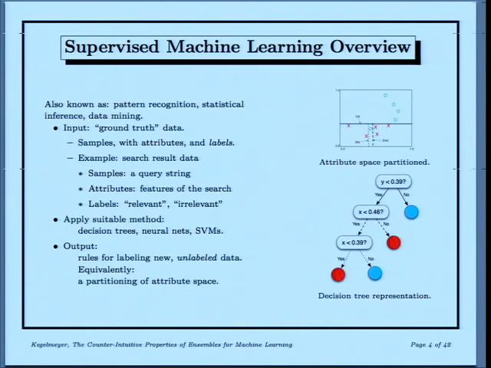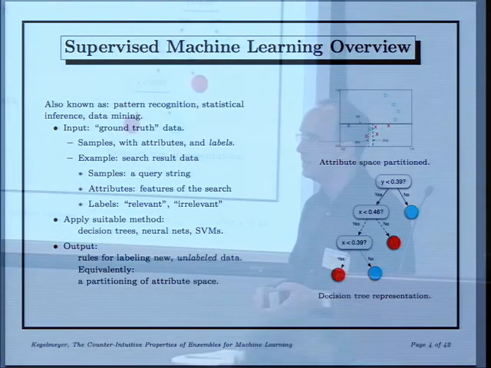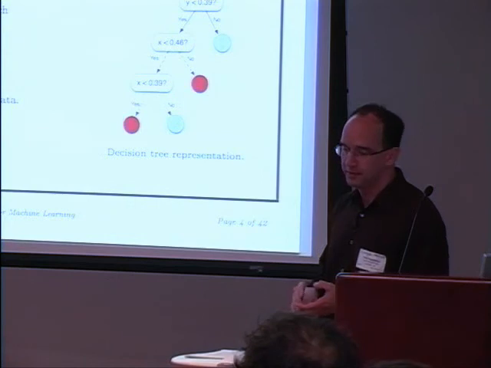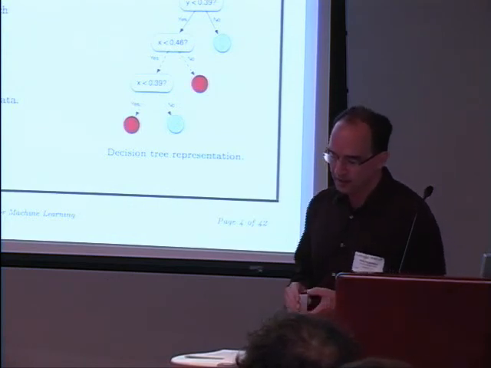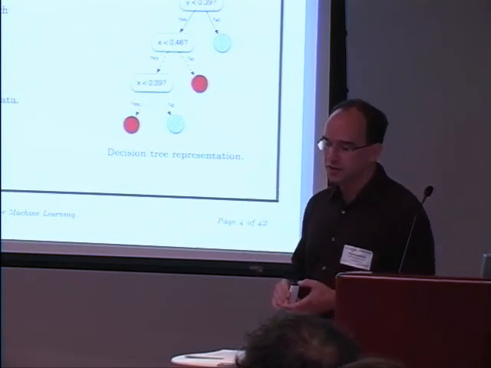So you can think of any machine learning algorithm as an attempt to partition this attribute space. And once you have partitioned it and assigned a unique label to every partition, then when you need to label some new data, you just take that point, plop it into your attribute space, figure out what partition it fell into, look up the label of that partition, boom, you know whether or not that query is predicted to be relevant or irrelevant.